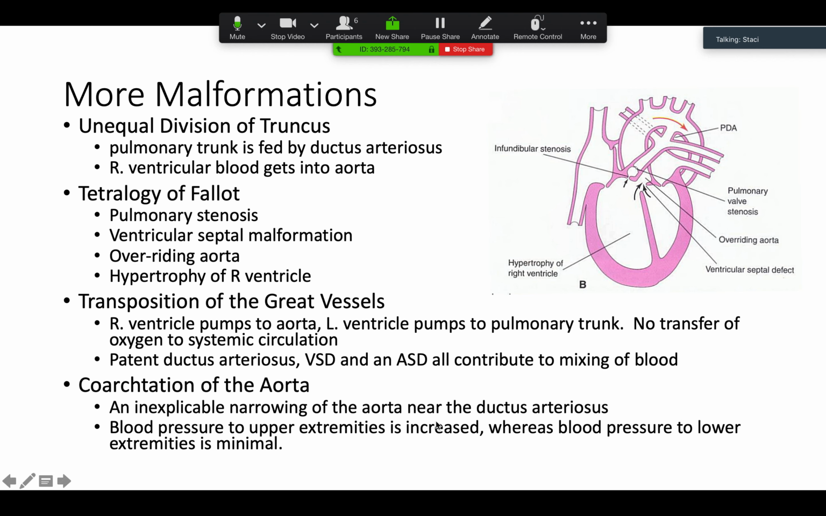And then the last one is going to be the coarctation of the aorta, and it's going to be an abnormal narrowing of the aorta near that ductus arteriosus. So the blood pressure in the upper extremities, like our arms, is going to be increased, whereas blood pressure in the lower extremities is going to be minimal. So for example, if a question says they took a patient's blood pressure, and let's say it's 170 over 100, but it was 120 over 80 when they took the blood pressure in their ankle, that would be the coarctation of the aorta.